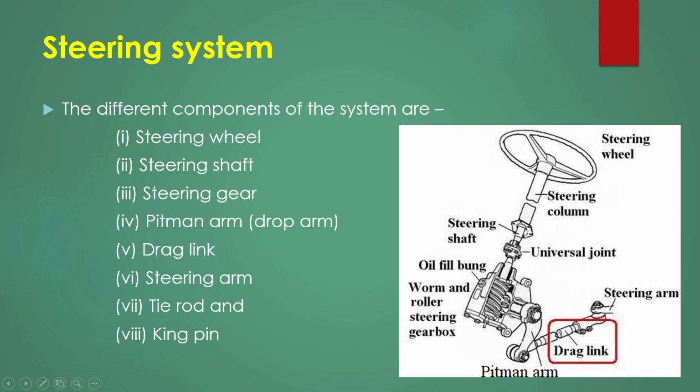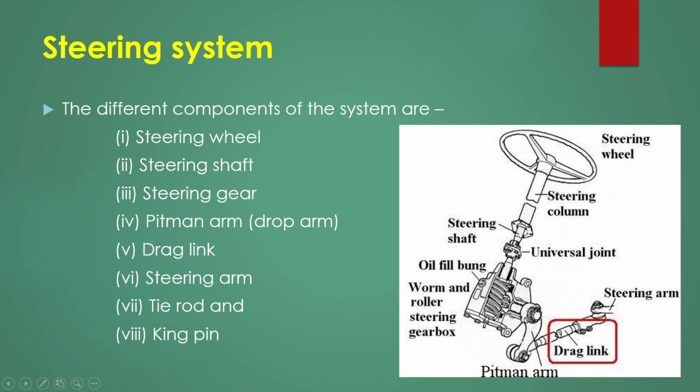In most cases it will be a bob and roller steering gearbox, and the output shaft from the gearbox is connected to an arm which is called a pitman arm or drop arm, because this drop arm takes the motion from a height to a lower height. So for ease of understanding, you can note that the drop arm or pitman arm is the arm which takes the motion from the gearbox and delivers it to a lower height.